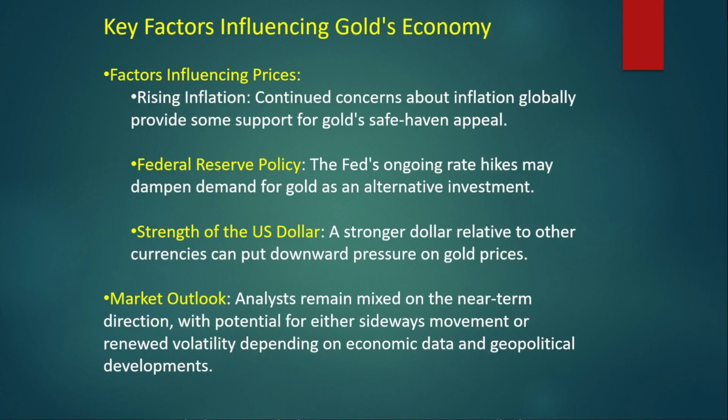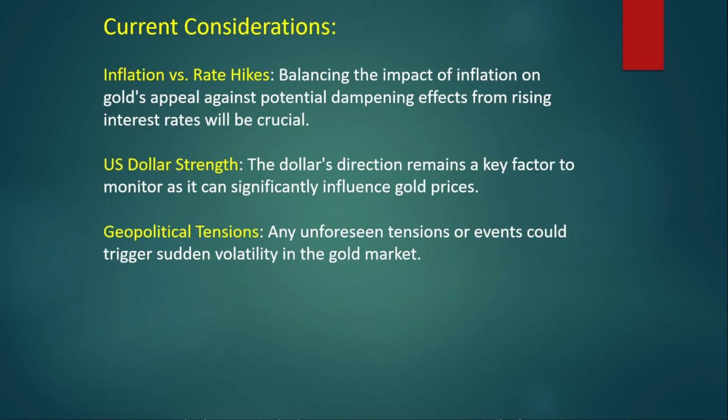Go back to market and outlook. Analysts remain mixed on the near-term direction, with potential for either sideways movement or renewed volatility depending on economic data and geopolitical developments. Current considerations: inflation versus rate hikes, balancing the impact of inflation on gold's appeal against potential dampening effects. US dollar strength: the dollar's direction remains a key factor to monitor as a significant impact on gold prices. And geopolitical tensions: any unforeseen tensions or events could heighten volatility in the gold market.